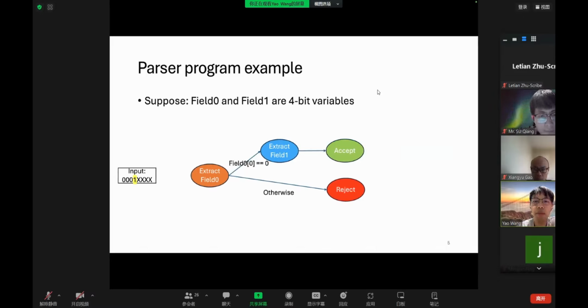For another 8-bit input string, the first parser state assigns the first 4 bits to field 0. Since the first bit of field 0 is 1, it goes to the reject state and drops the packet.